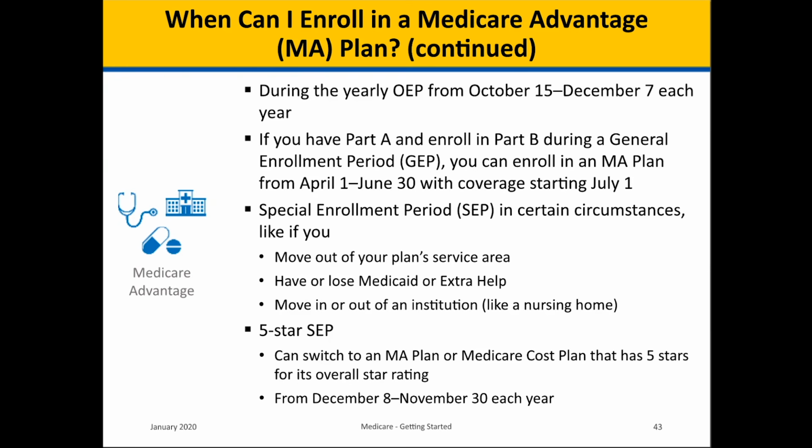You can enroll during an SEP, which would include those similar to the Part D enrollment, if you move out of the plan service area, have or lose Medicaid or extra help. If you move into or out of an institution like a nursing home, you have a special enrollment. And then the 5-star SEP, where you can switch to an MA plan or Medicare cost plan that has 5 stars as its overall rating. Next slide, please.